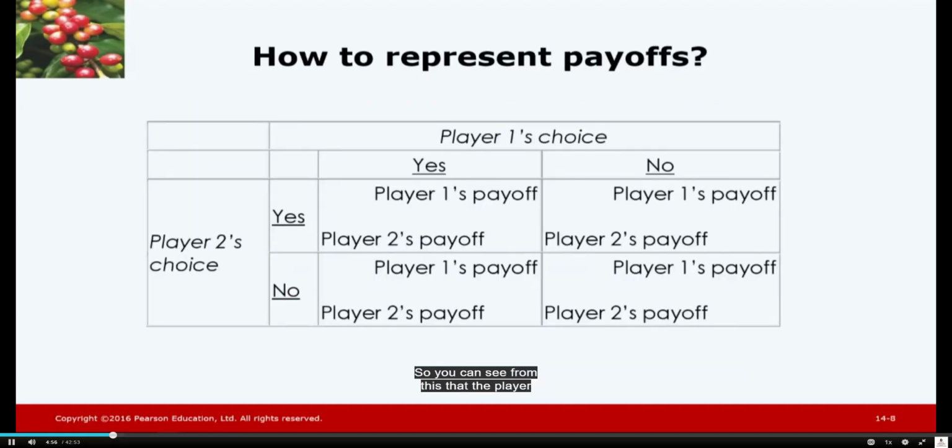So you can see from this that player 1's payoff, or firm 1's, or whoever's at the top of the table, is always in the top right-hand corner of each quadrant, up here at the top. Whereas player 2, this player over here, their payoff is always at the bottom left-hand corner of each quadrant. And that's how you interpret that.